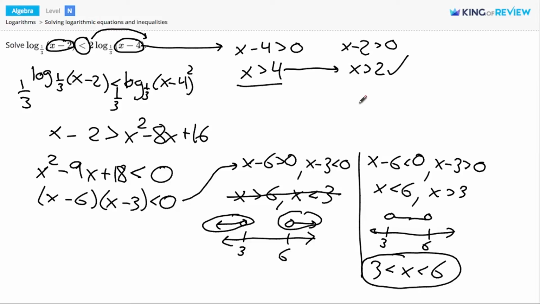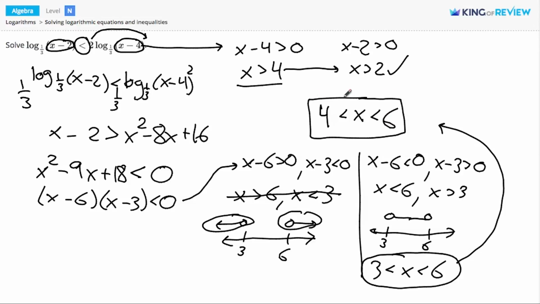So let's take all of our solutions now. We know x has to be between 3 and 6, and we know it has to be greater than 4, and that leads us to our final answer that x must be somewhere in between 4 and 6, so that it is bigger than 4, it's bigger than 2, it's bigger than 3, but it's less than 6.